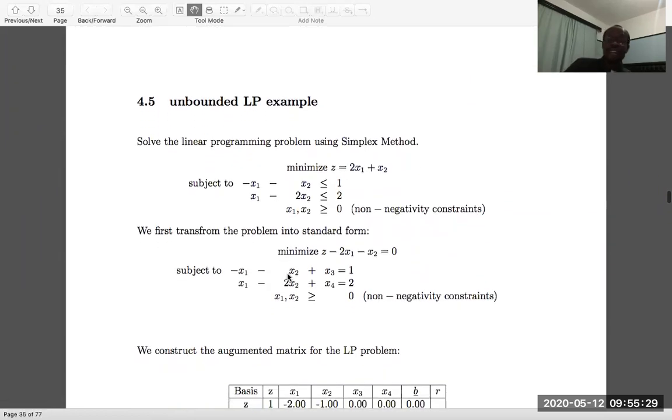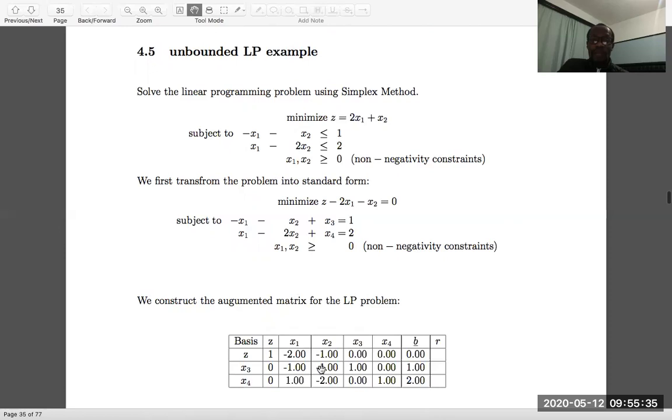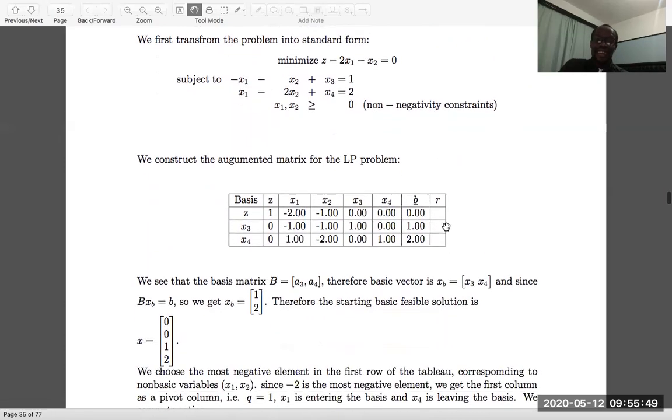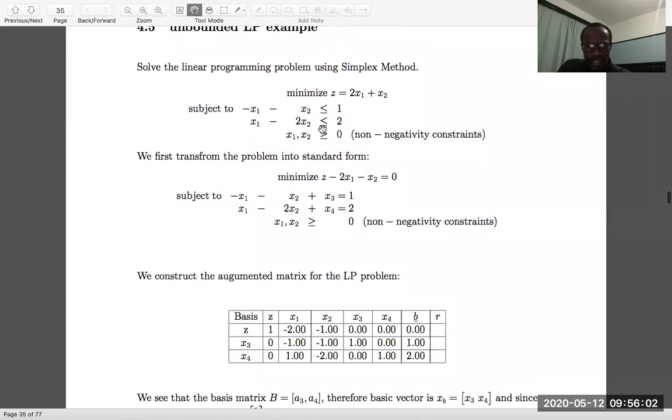And then unbounded. I want to discuss this because this is important. What happens when your ratios all become non-positive? Remember, when you do the row operation and figure out that all your ratios are non-positive, it means you have an unbounded problem. Remember in class we discussed that an unbounded problem is one where you could take an infinitely large number for the objective function. So in this scenario, we have an example here. You introduce x3 and x4 as our basis, and they're here as you can see.